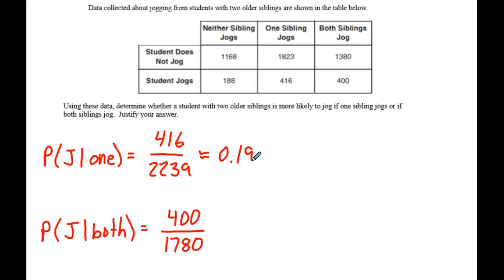Now if we use the same idea to calculate the probability that a student jogs given that both siblings jog, now we're just looking at the last column. So we're taking 1,380 plus 400 to get our total. And then we're taking the number of students that jog, 400. 400 divided by that total gives us approximately 0.22. So the probability that a student jogs given that one sibling jogs is 19%. The probability that a student jogs given that both siblings jog is 22%.